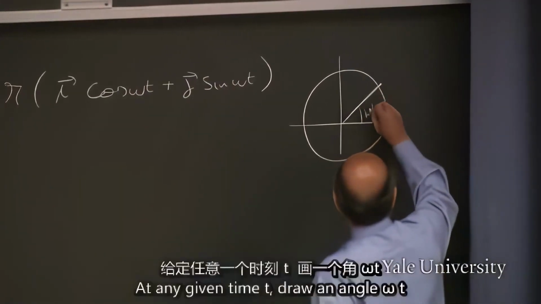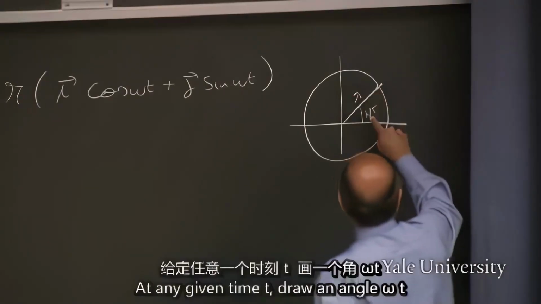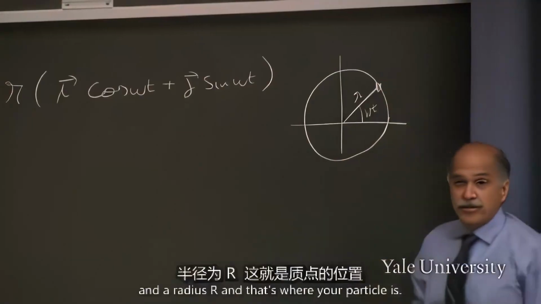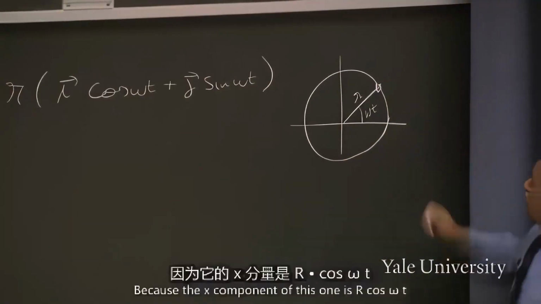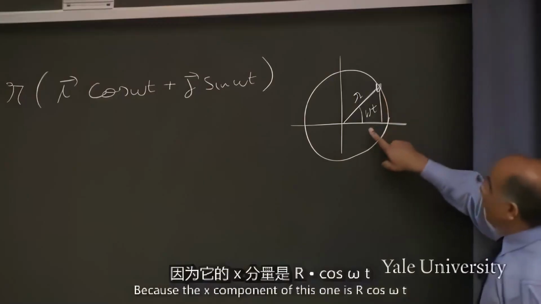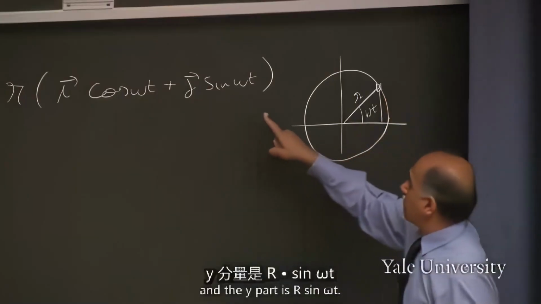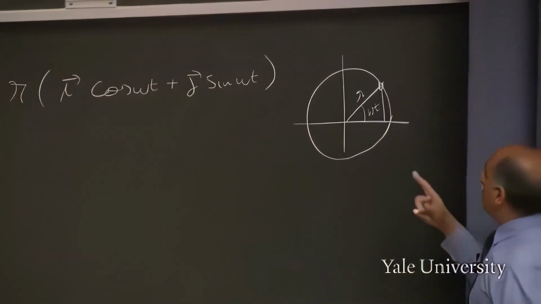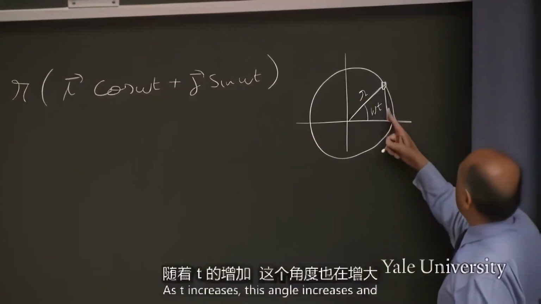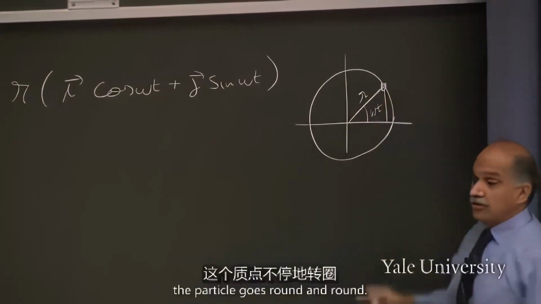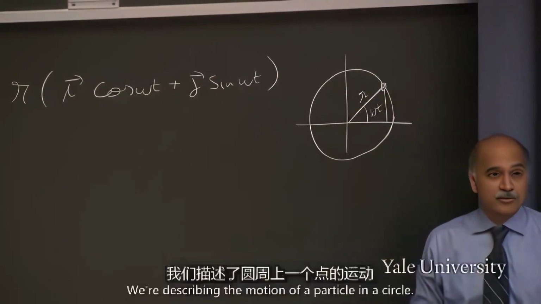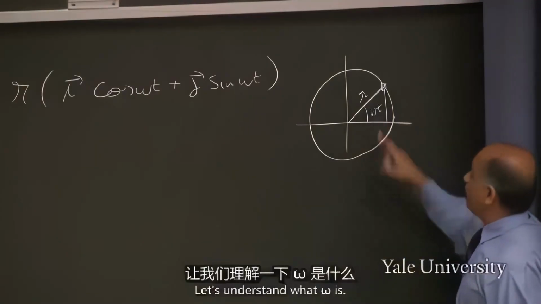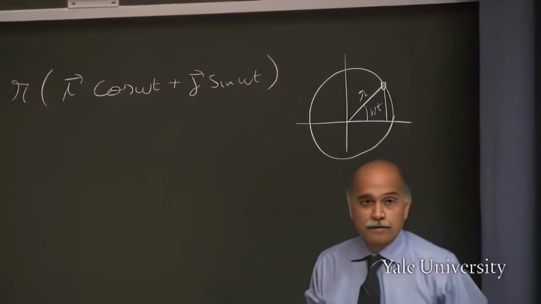At any given time t, draw an angle omega t and a radius r, and that's where your particle is. Do you see that? Because the x component of this one is r cosine omega t, and the y part is r sine omega t. As omega is a fixed number, as t increases, this angle increases and the particle goes round and round. So we're describing the motion of a particle on a circle. Now, let's understand what omega is.